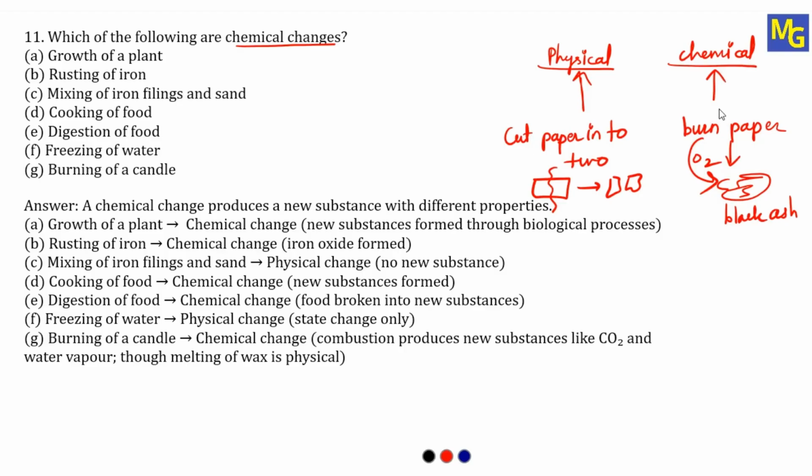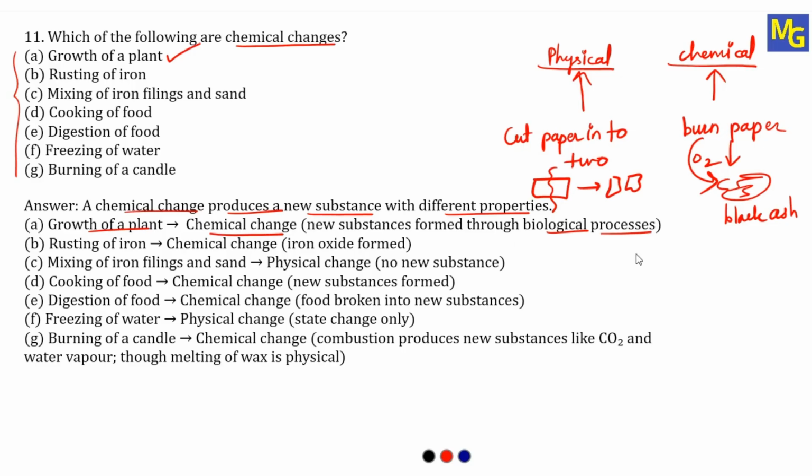So now by using this basic knowledge, we will classify the given examples. First one is growth of a plant. So we can see here the answer. In the answer I have written here, chemical change produce a new substance with different properties. So by using this sentence, we have to identify. So see, growth of a plant, chemical change, new substances formed through biological processes.